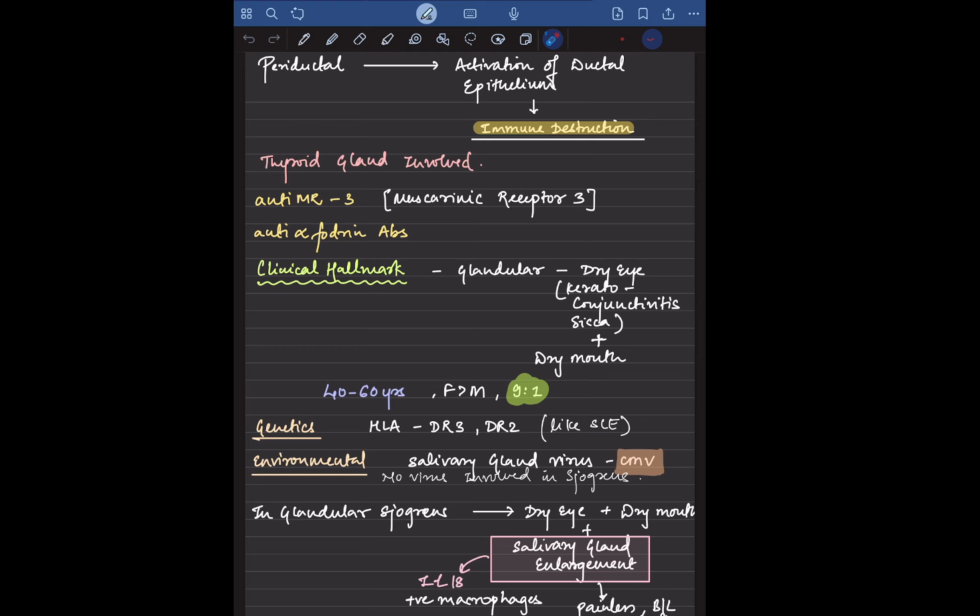Then if the glandular type is involved, there is dryness of the eyes, keratoconjunctivitis sicca, with dryness of the mouth, very very important, and we are also aware of that, right? So in the glandular symptoms we have dry eye and dry mouth. Salivary gland enlargement will be there, which is mostly the complaint, because dryness of the eyes could be one of the symptoms, but with dryness of the mouth people are really ignorant about it. So there will be bilateral, painless, symmetrical salivary gland enlargement.